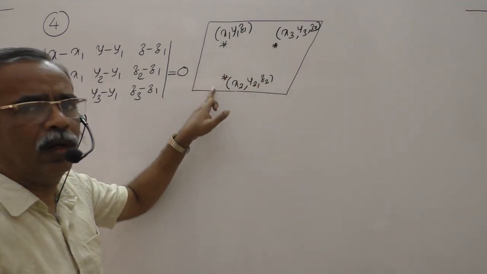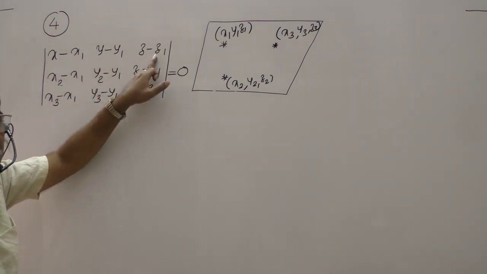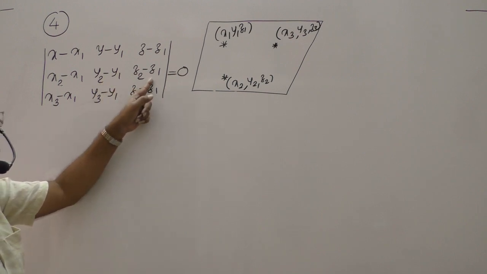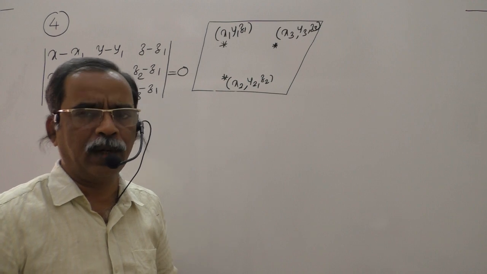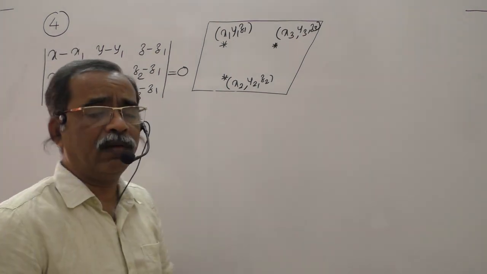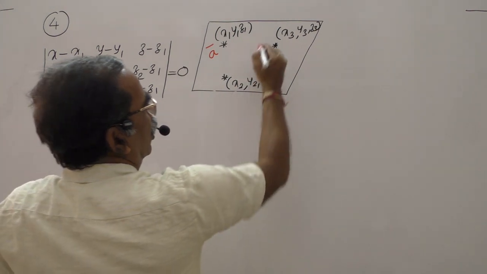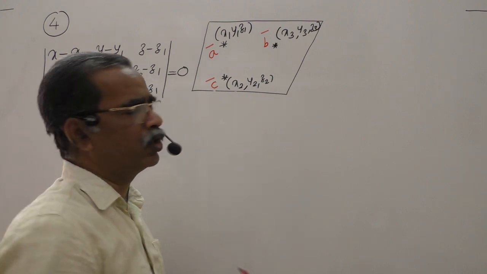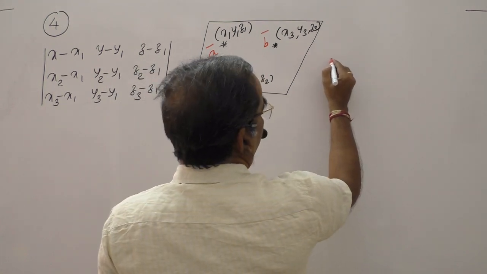When a plane is passing through 3 points, its Cartesian equation is x minus x1, y minus y1, z minus z1, where x, y, z are variables, then x2 minus x1, y2 minus y1, z2 minus z1, and x3 minus x1, y3 minus y1, z3 minus z1. This is the equation of the plane. This is the Cartesian equation. What is the vector equation of a plane of this type? So here the plane is passing through 3 points. I will suppose this is A bar, this point is B bar, and this point is C bar. Points means position vectors. Passing through 3 points, what is the vector equation of the plane?